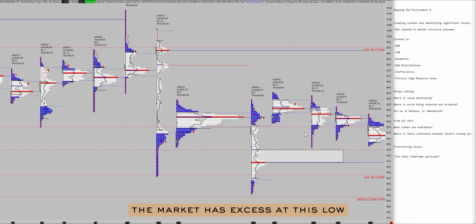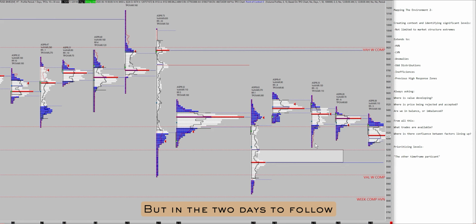So in this case, the market has excess at this low, but gains acceptance into this excess in the 2 days that follow. So you're more than likely at that point going to move lower because this is an area that rejected price. We know that it should reject price because it had previously. This is also an area where we would expect price to interact with because of this naked point of control.